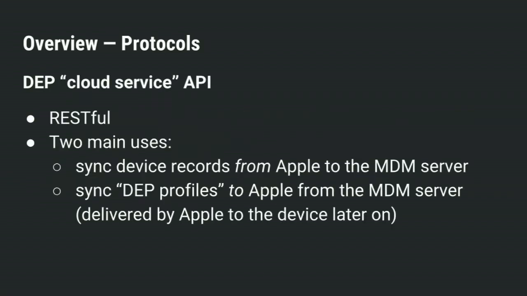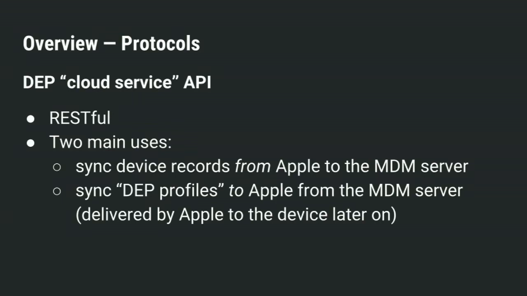Okay, the Cloud Service API, what is this thing used for? It's another RESTful API. There's 2 main use cases. One is to sync device records. So when a reseller or Apple themselves adds a new device into their internal DEP database somewhere, then those device records need to be synced over, pulled into the MDM product somehow. That is done over this DEP Cloud Service API.